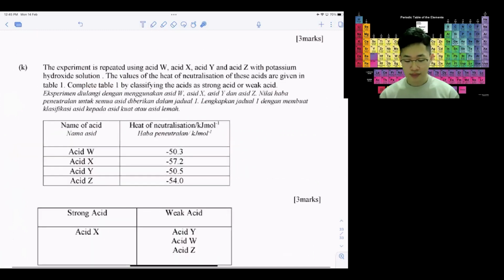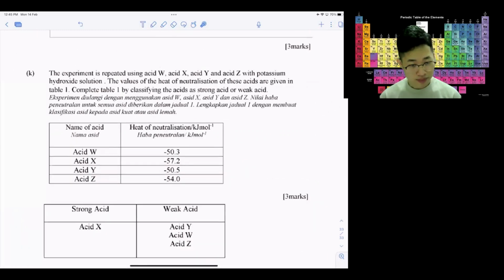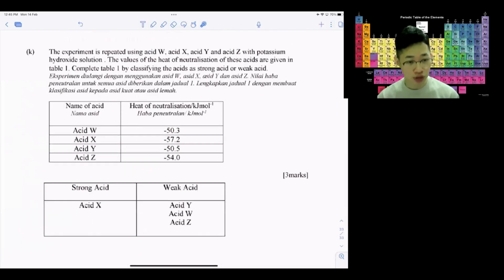Okay. Classification, strong and weak acid. Then yeah, that's all for chapter 3. So now we will be going back to form 4.